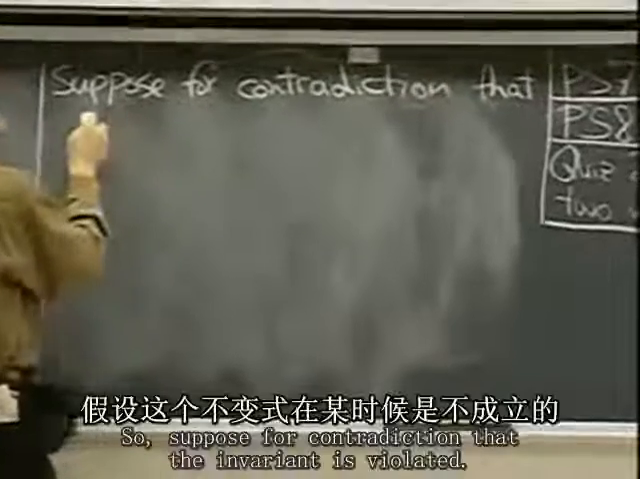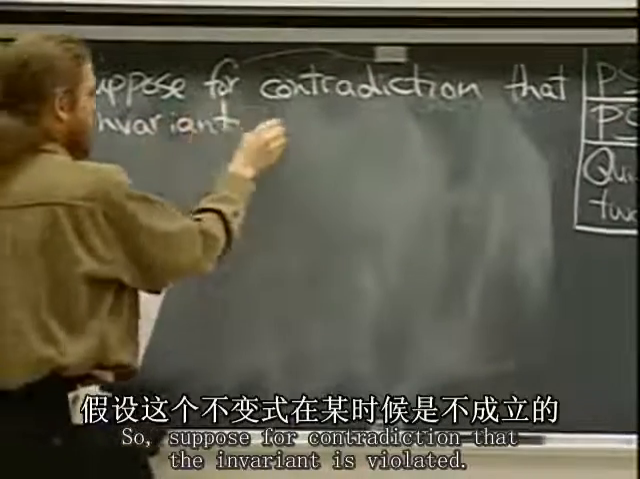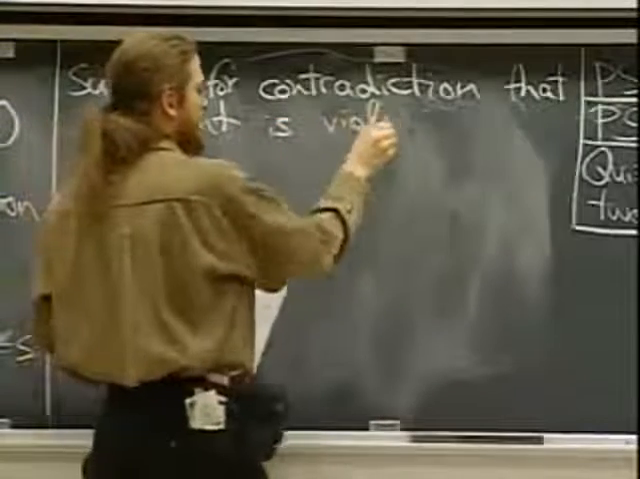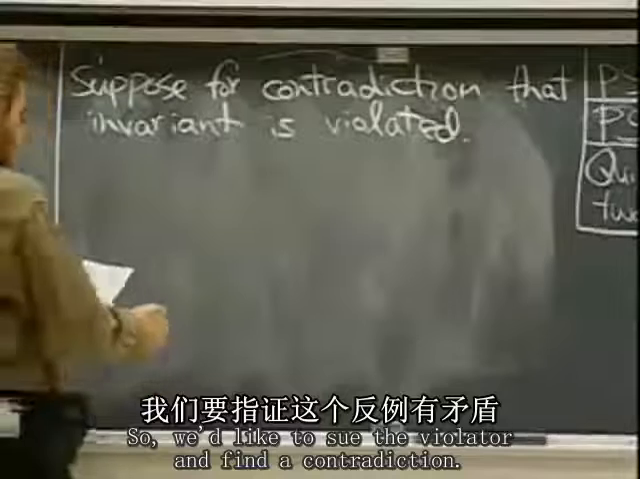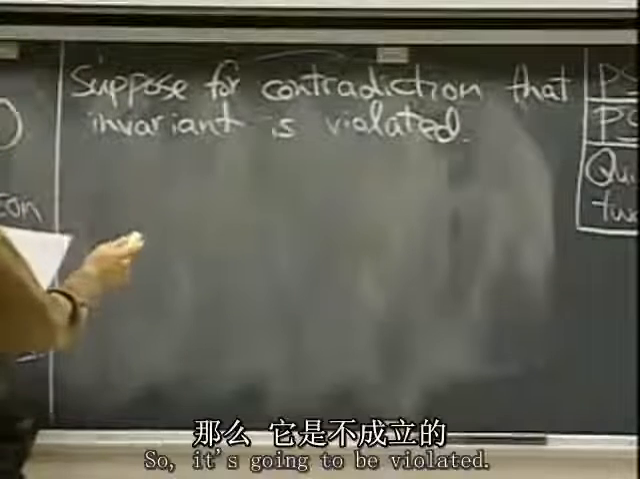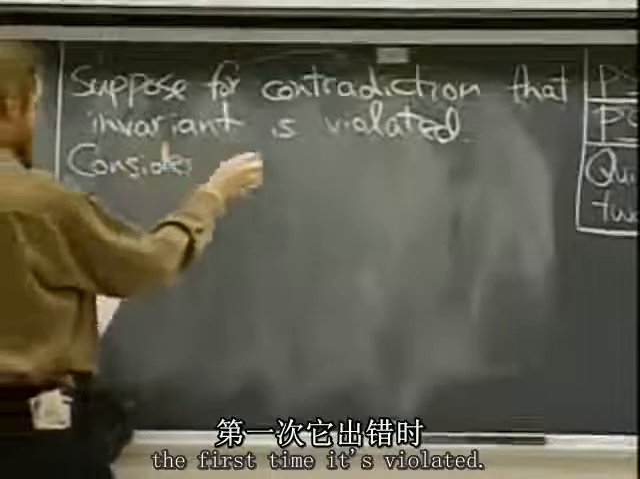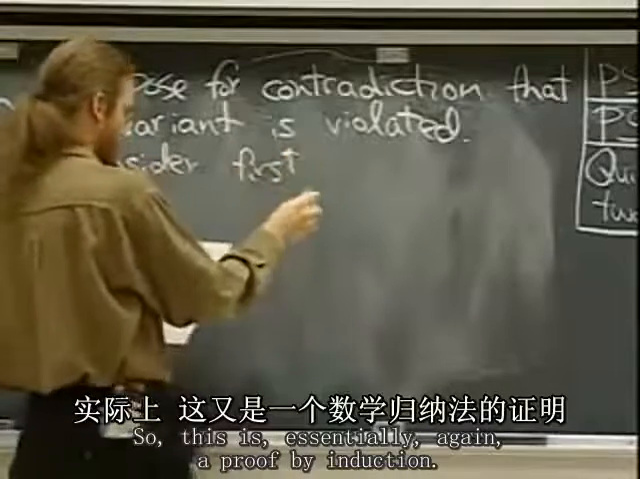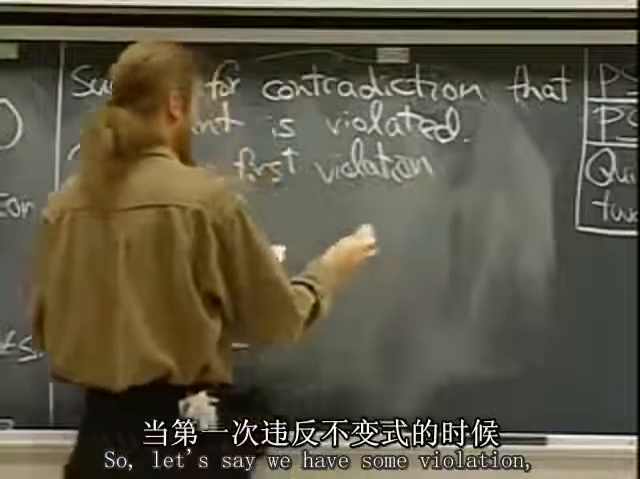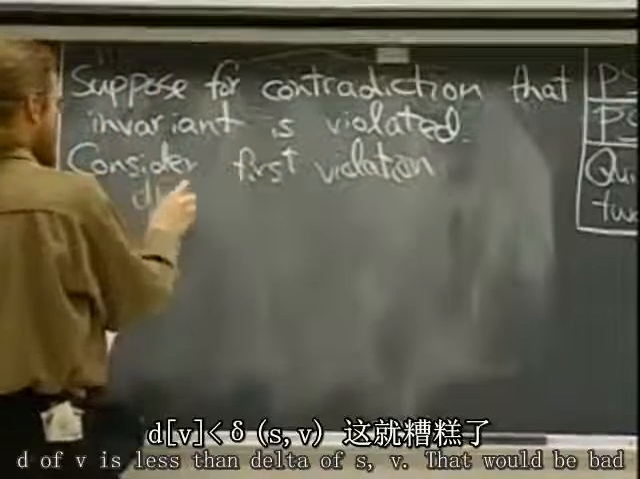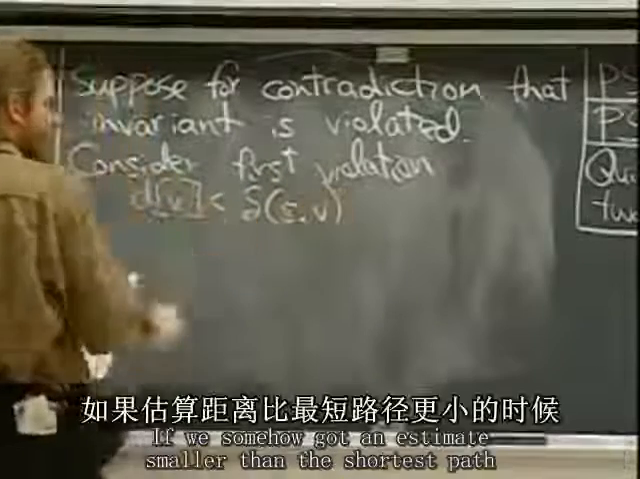So suppose for contradiction that the invariant is violated. We'd like to use the violator to find a contradiction. So let's look at the first time it's violated. This is essentially, again, a proof by induction. Let's say we have some violation, d of v is less than delta of s comma v. That would be bad if we somehow got an estimate smaller than the shortest path.